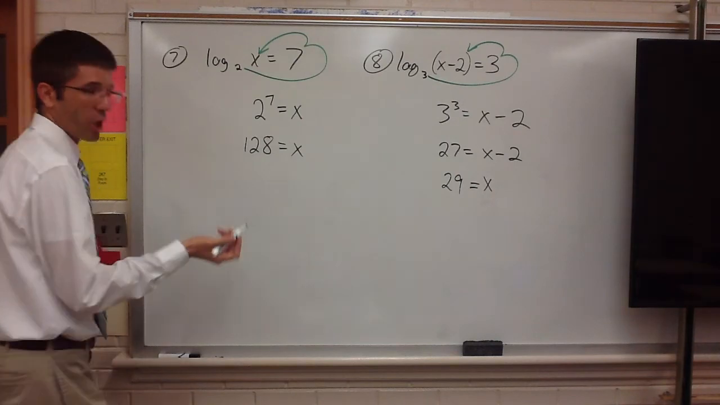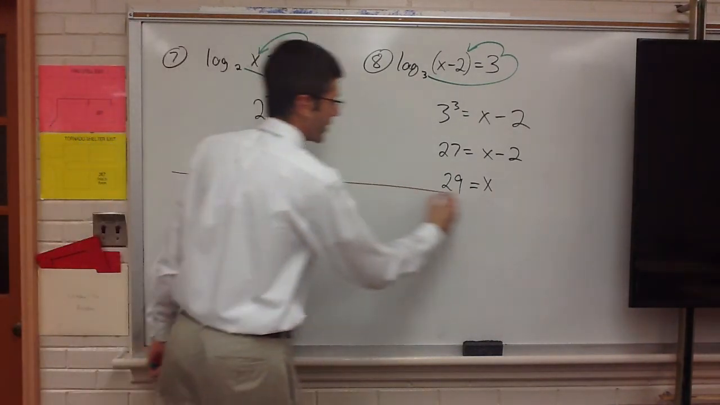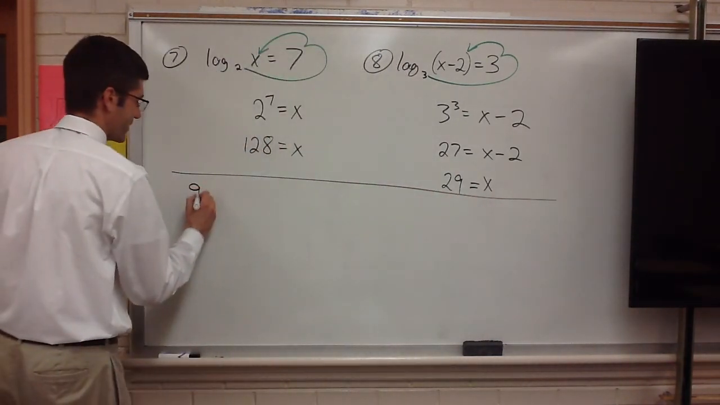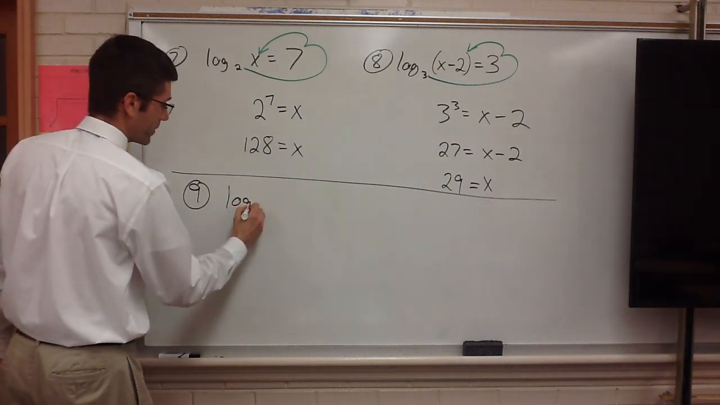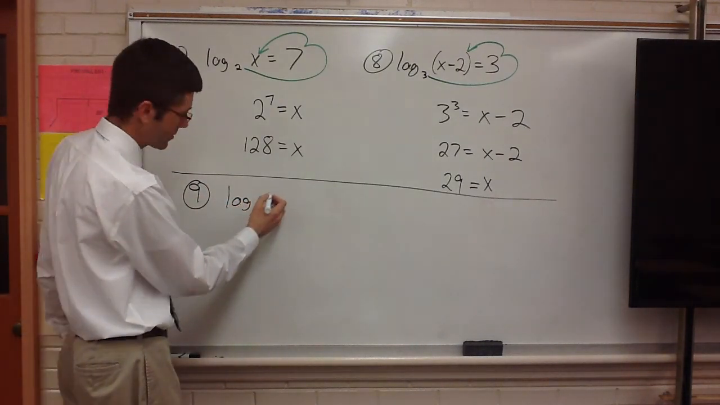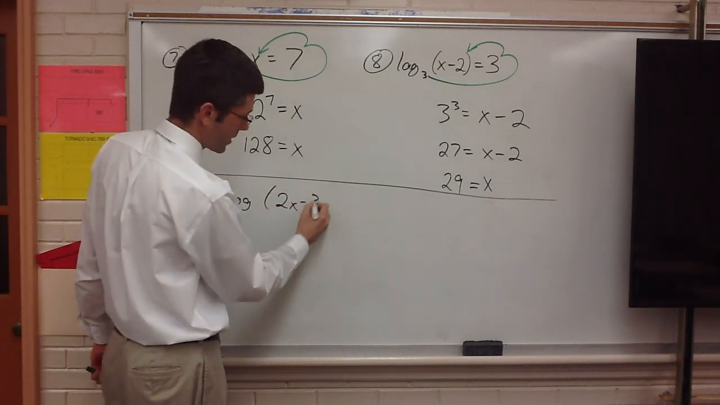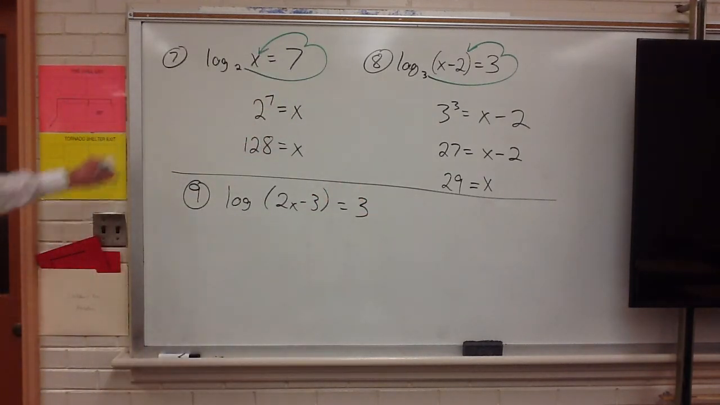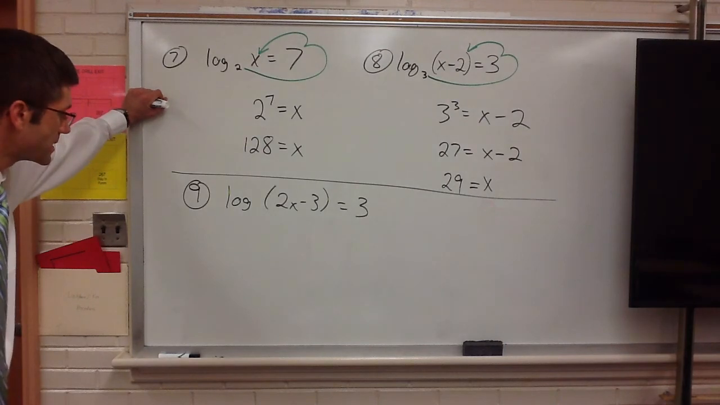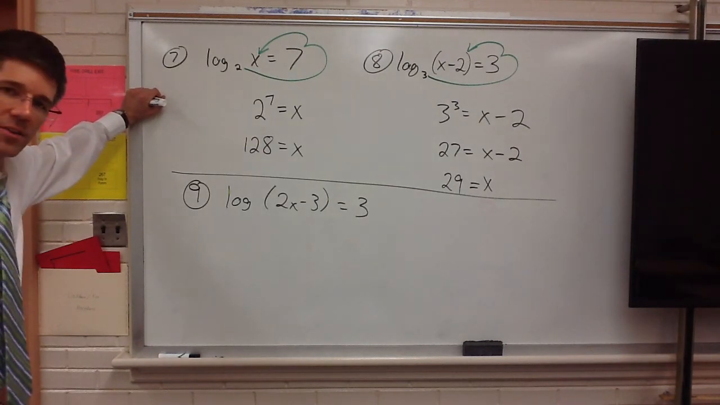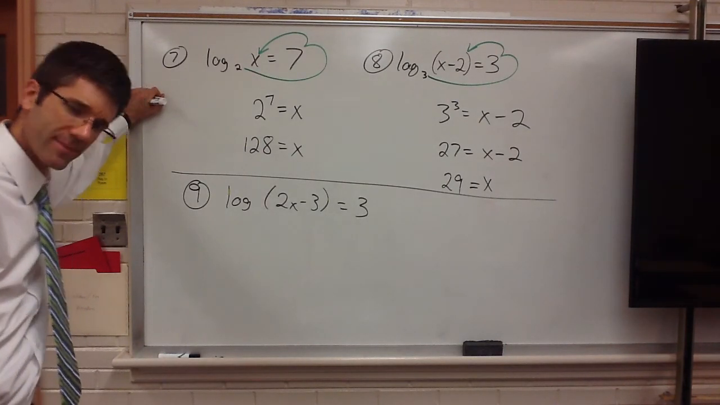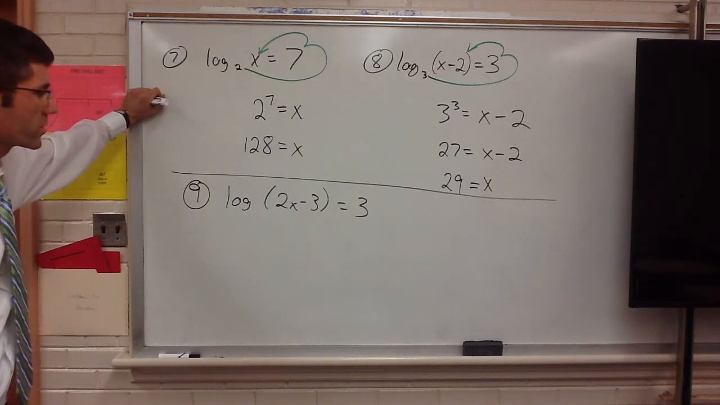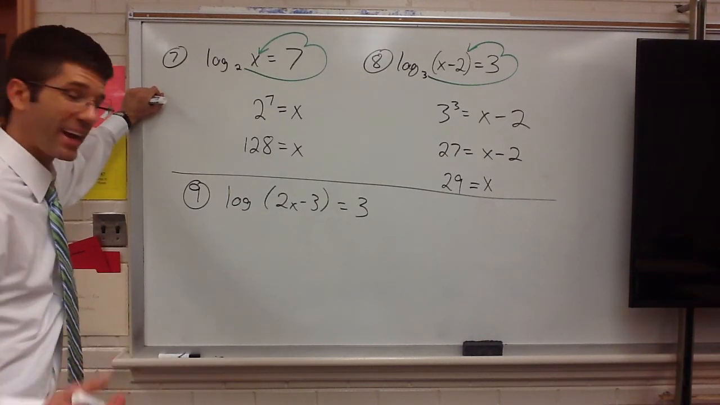And well, it's not going anywhere. It's going to stay right where it is. But here it goes. Watch it. There it goes. Log of 2x minus 3 equals 3. Here we go. Here it is. All right. Whoa, that's in logarithmic form, isn't it? Yes, of course it is. And so we're going to write it as an exponent, or write it in exponential form.